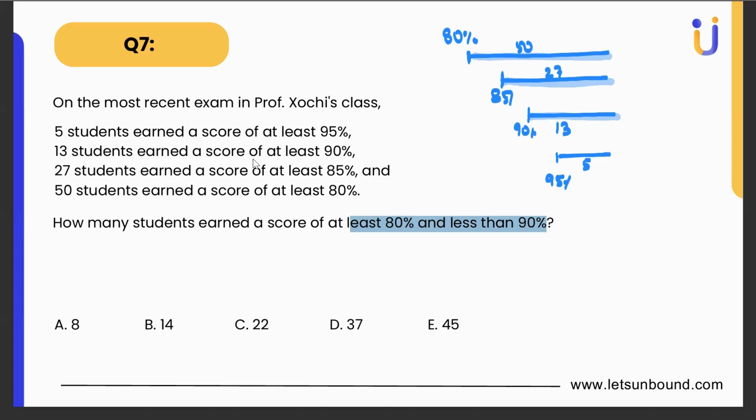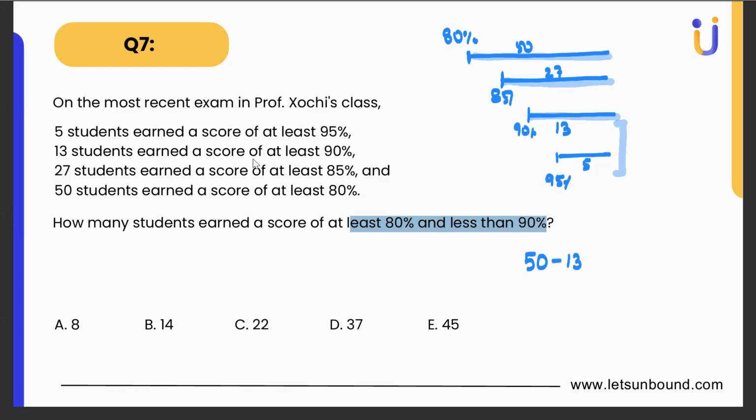Now, if my question says that I want to find out 80 or more but less than 90, so these 13 students who are scoring 90 or more are not supposed to be a part of my answer. But what is the total number I'm looking at? I'm looking at 50 total students, out of which the 13 are not my answer.